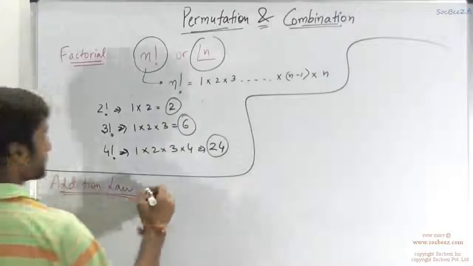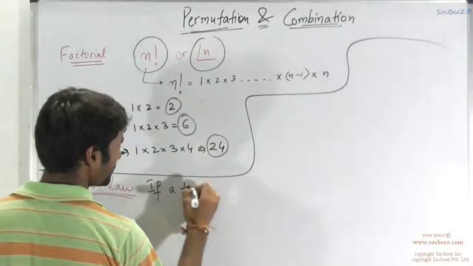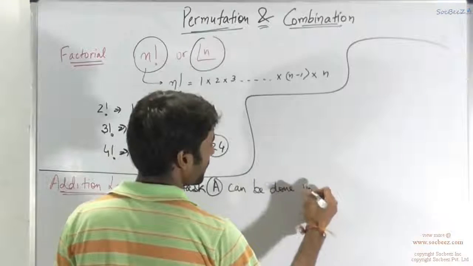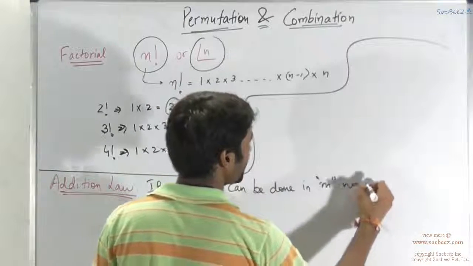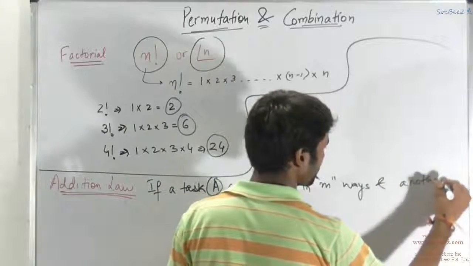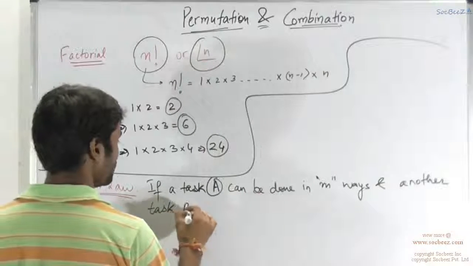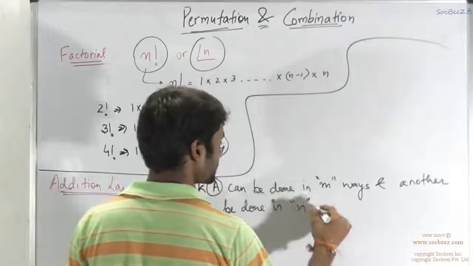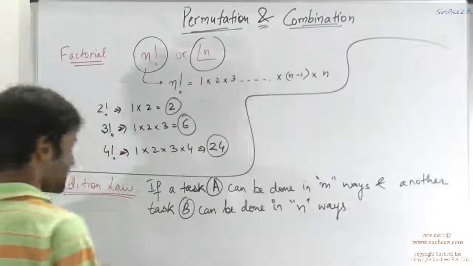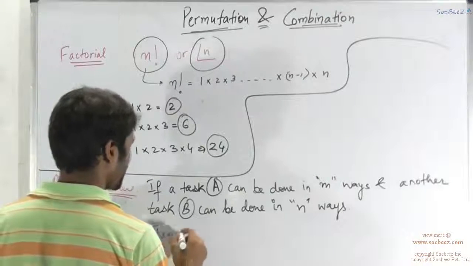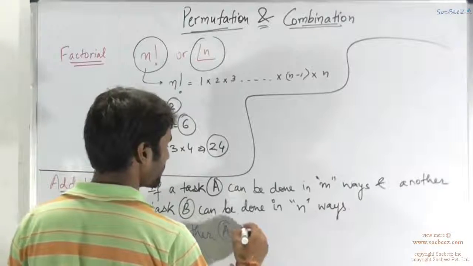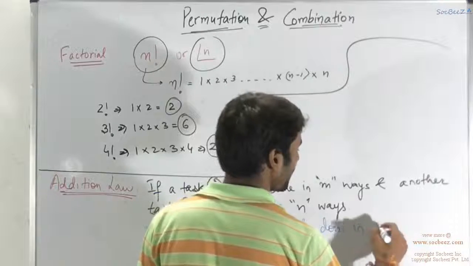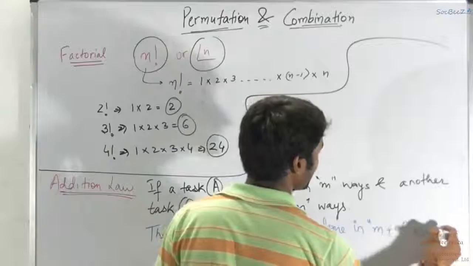So the addition law says that if a task A can be done in m ways and another task B can be done in n ways, then either A or B can be done in m plus n ways. This is the basic fundamental law of addition.